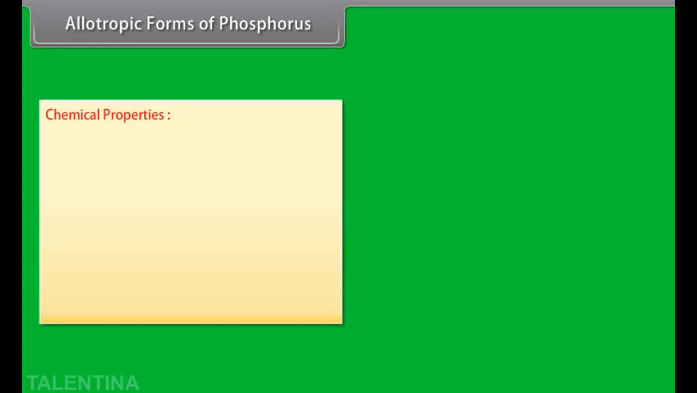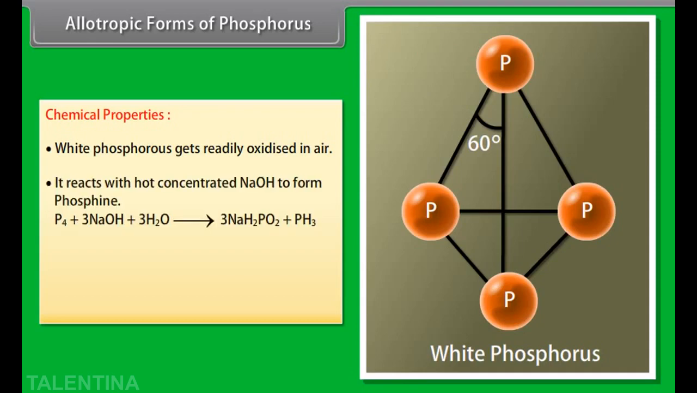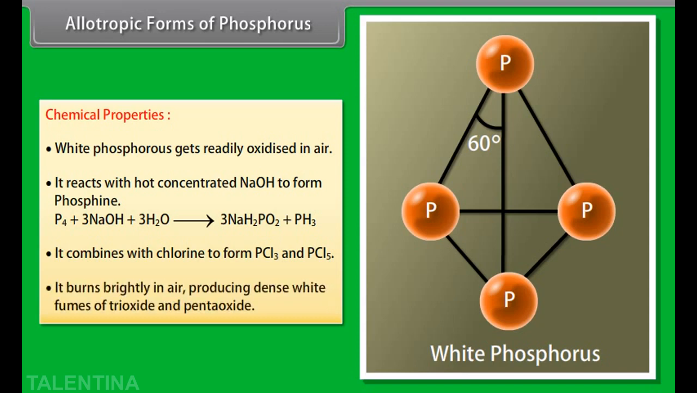Chemical properties. White phosphorus gets readily oxidized in air. It reacts with hot concentrated NaOH to form phosphine. It combines with chlorine to form PCl3 and PCl5. It burns brightly in air, producing dense white fumes of trioxide and pentoxide. Red and black phosphorus.